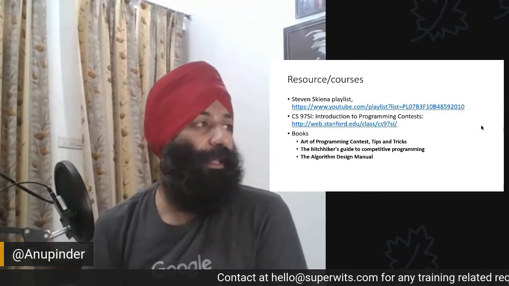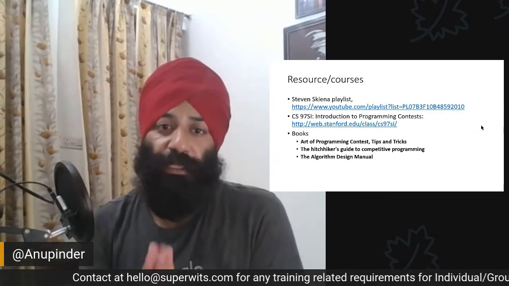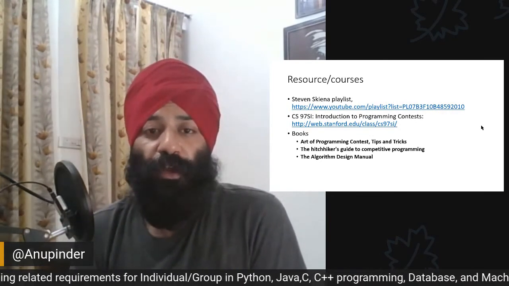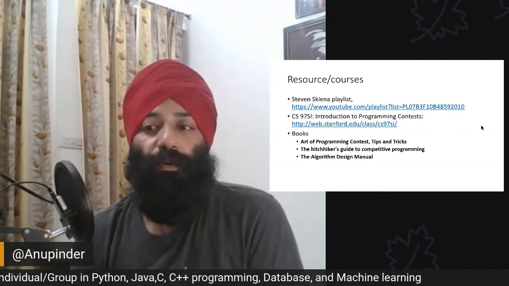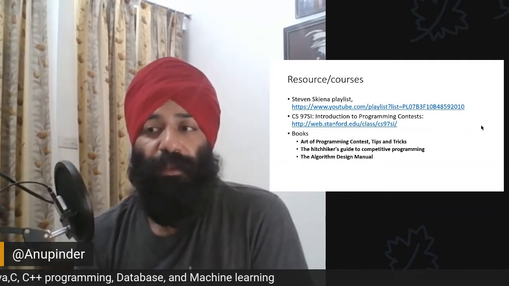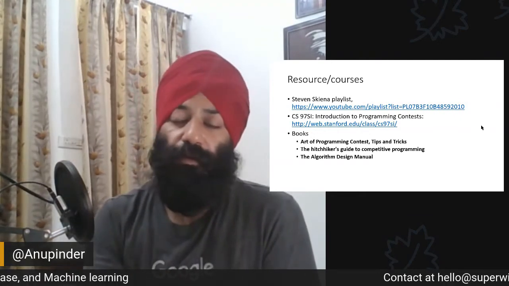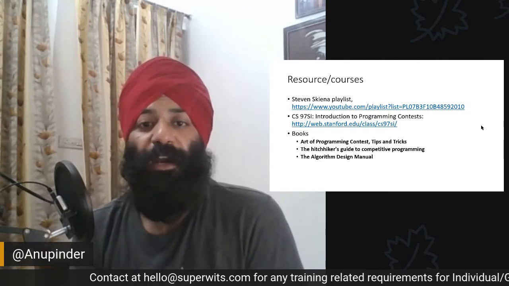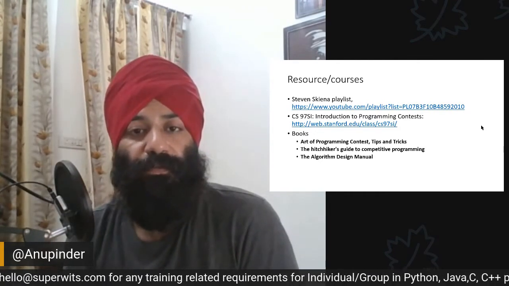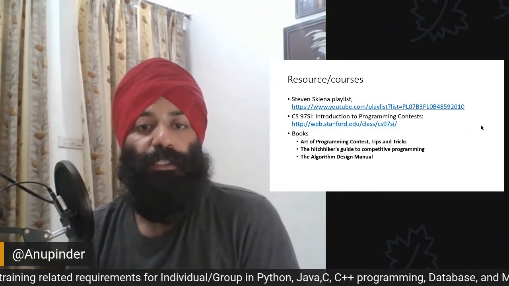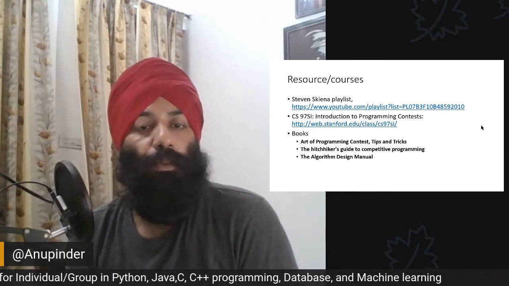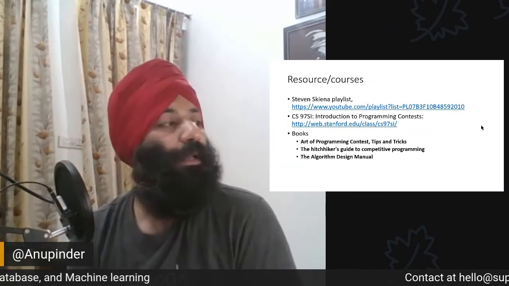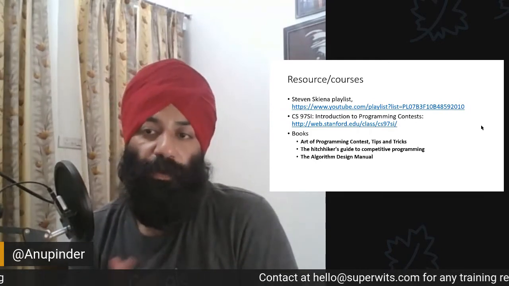So this is what I have corresponding to your particular online judge related thing. There are certain resources which you should be following. There is a playlist from Steven who has explained competitive programming very well. You should be going and looking at that particular playlist. It allows you to have a lot of understanding. Apart from this, there is another course which is available from Stanford University. It's again available online. It is CS97SI. You should be following this course as well.